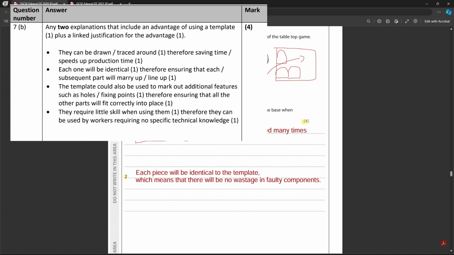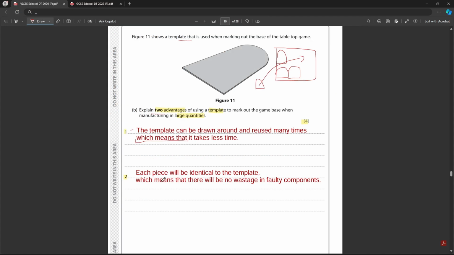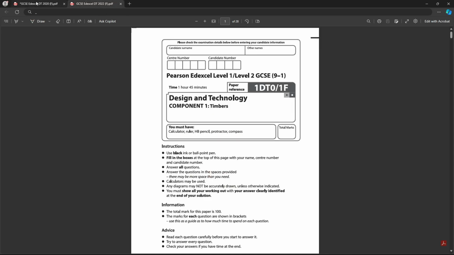So that's how to answer this sort of question. 2 sets of 2 marks and you have some sort of connective, which means that you give a point, you give an explanation. You do not need to write 3-4 sentences. One short sentence like this is enough for each one. Okay, let's now have a look. So that was the 2020 paper.